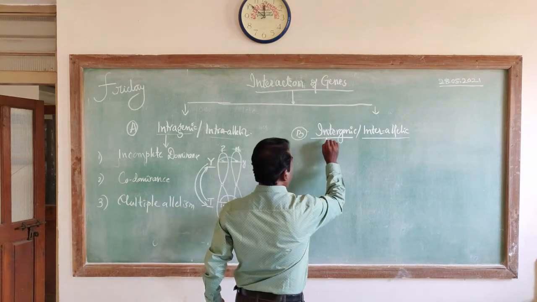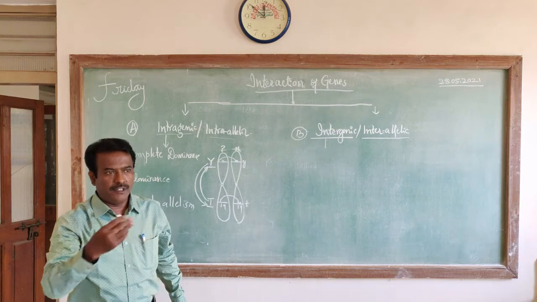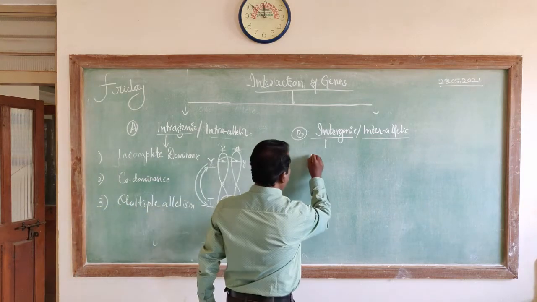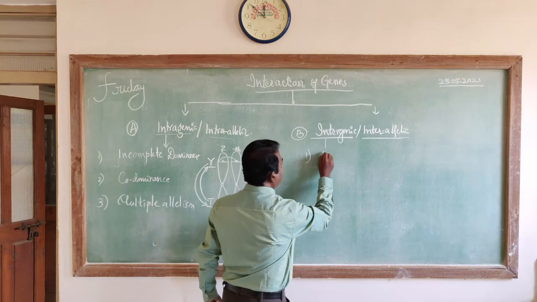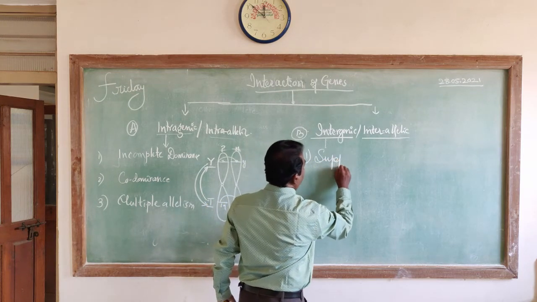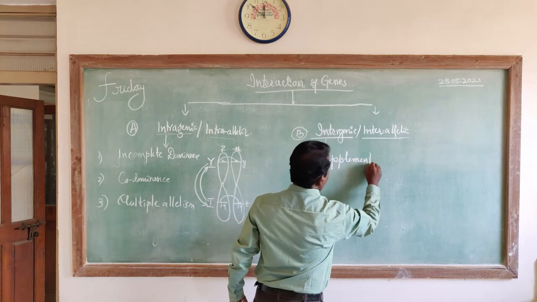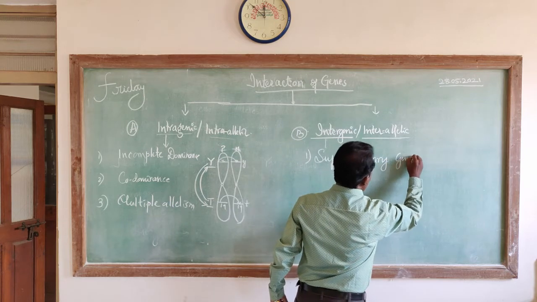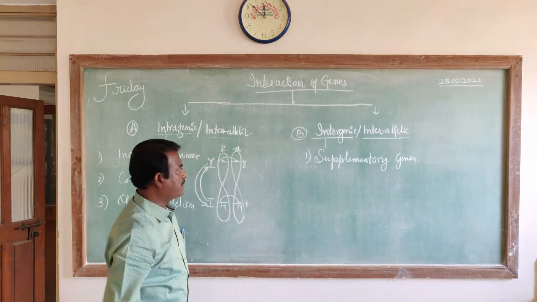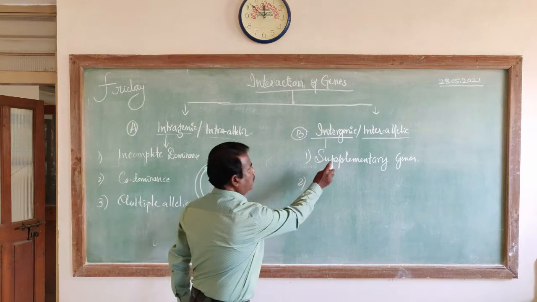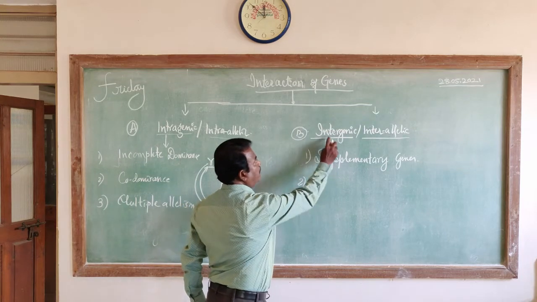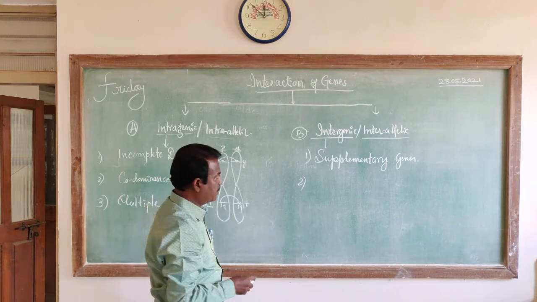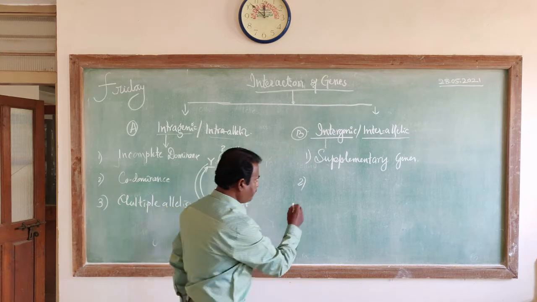And for this type of concept, could we give examples? Yes, there are many. The first example that we need to consider is supplementary genes or supplementary alleles. This could be the best example for understanding how alleles belonging to different loci interact together to express the same phenotype.